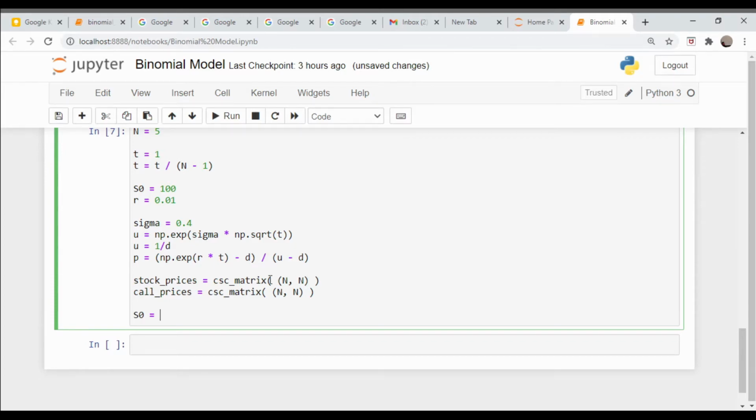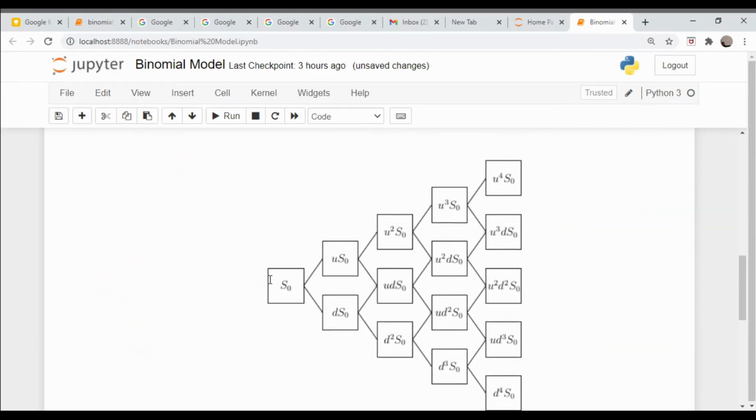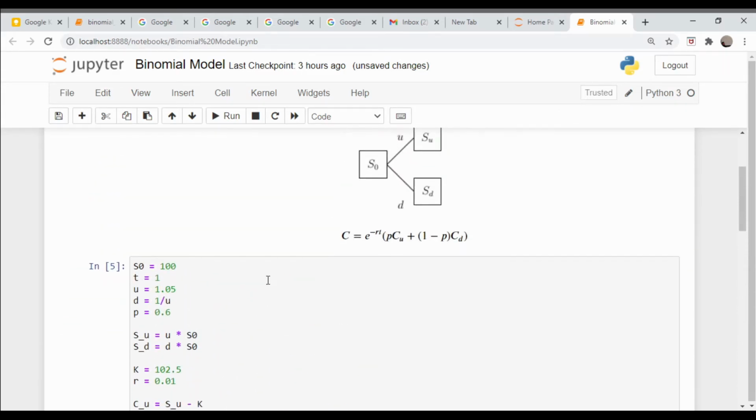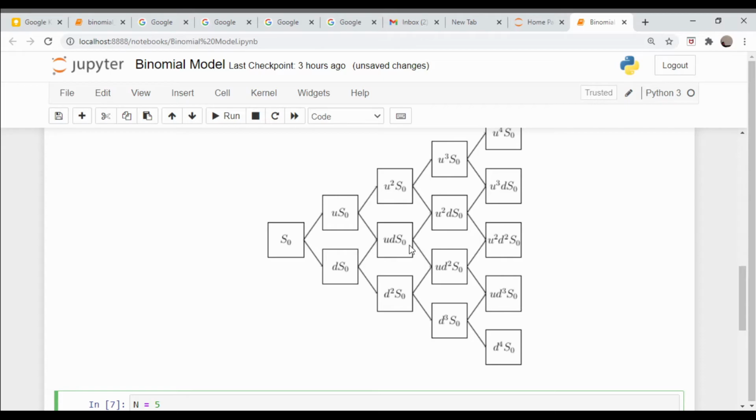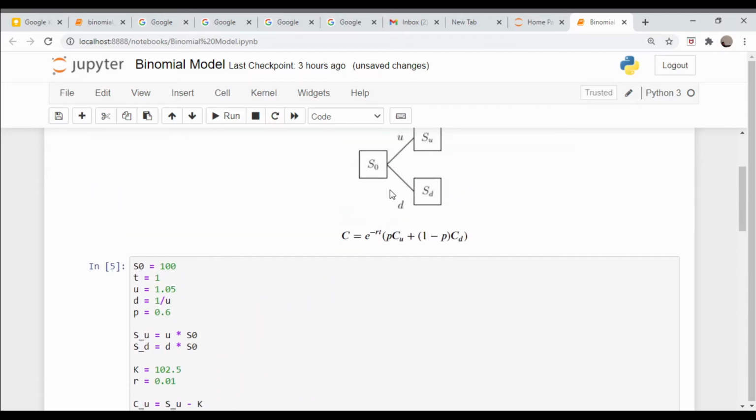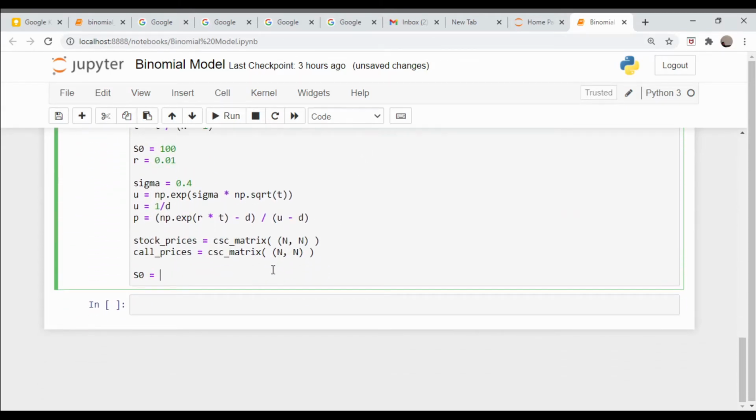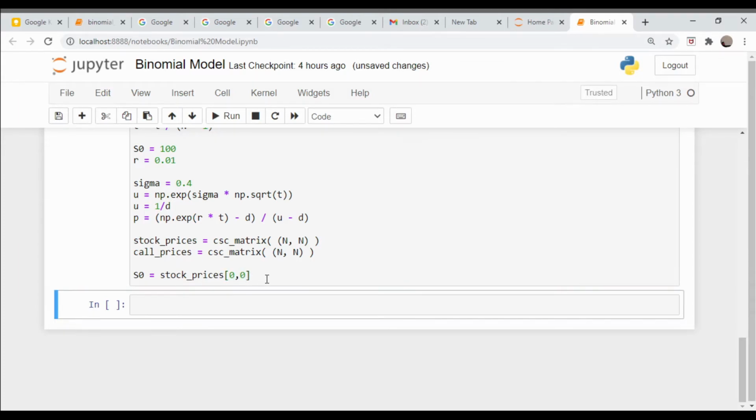And then let me write the code that does the propagation throughout all these nodes, and then I'll go back and explain how we're doing the bookkeeping here. So I'm going to set this equal to stock prices, and it's the 0, 0 node. Okay.